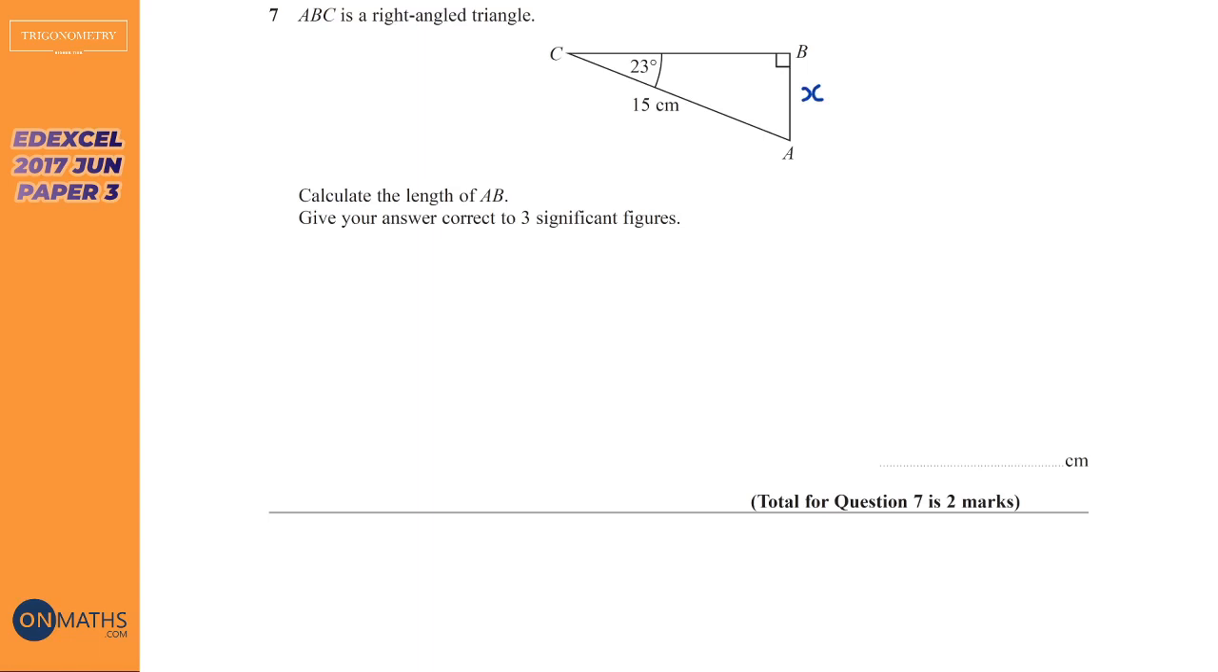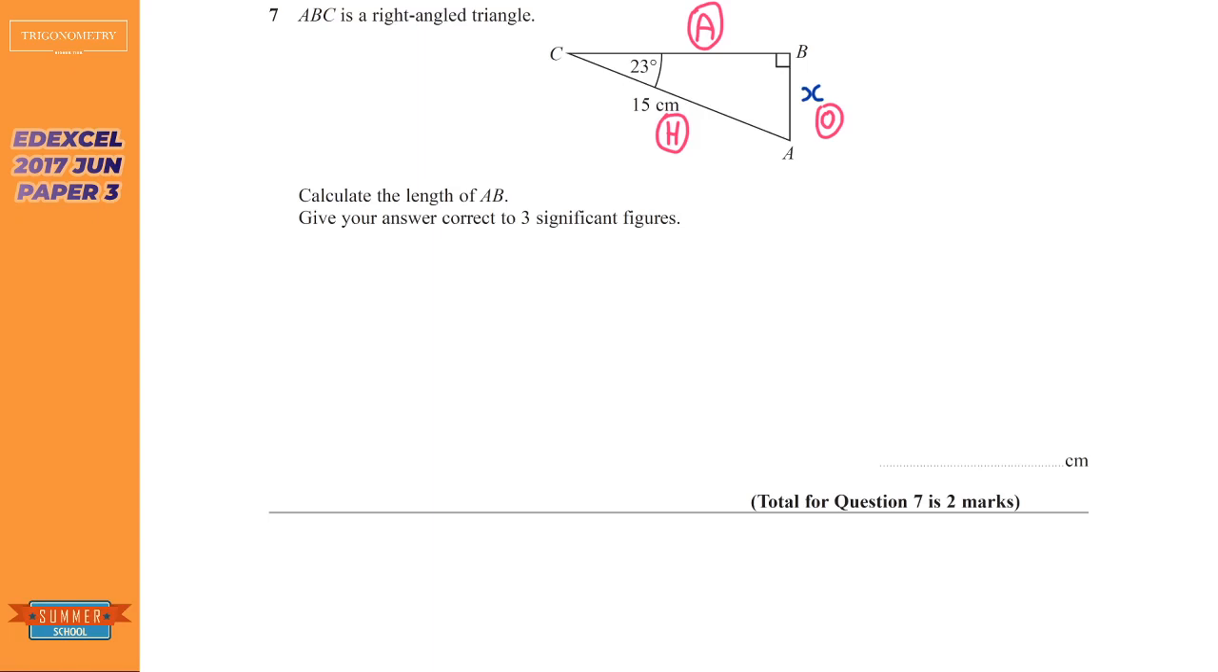So the steps to work this out: first of all, you label the sides. The easiest one to label is the hypotenuse because it's opposite the right angle, so I label that with an H. Then the one opposite the marked angle is going to be the opposite, so O. And the one left over, normally between the marked angle and the right angle, is going to be the adjacent. The adjacent just means next to, so it's next to the marked angle and next to the right angle.